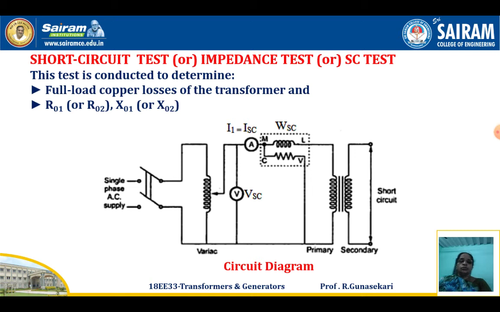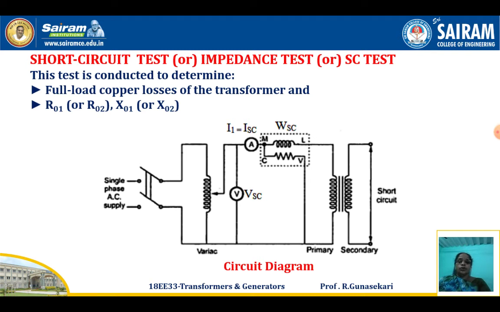First, how to connect the short circuit test. You see here also one voltmeter, one ammeter, one wattmeter, and a variac with a single phase transformer. All the meters are connected on the primary side only. The secondary should be short circuited. Now the supply is given and the DPST switch is closed. By using the variac, we apply the rated current, that is ISC, the short circuit current.